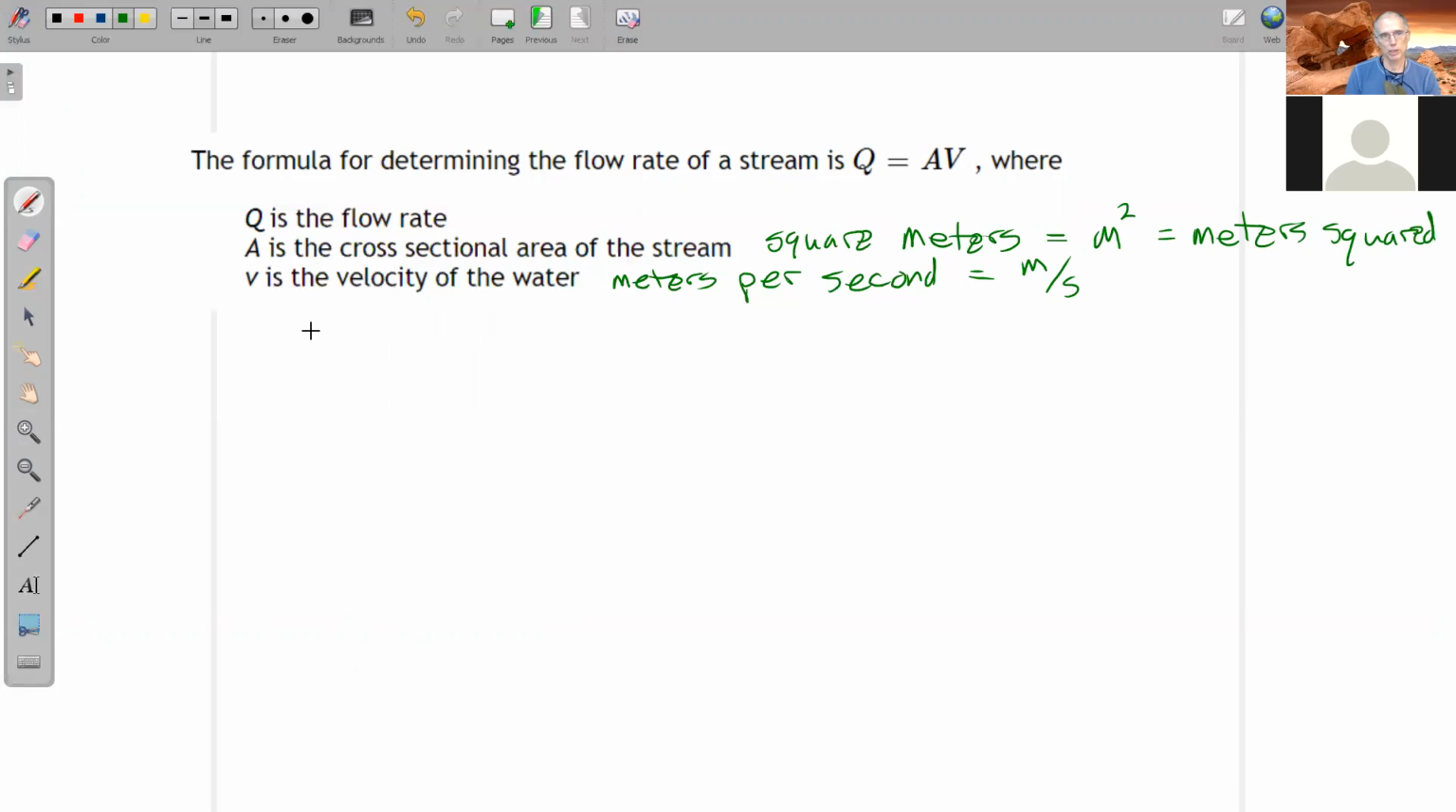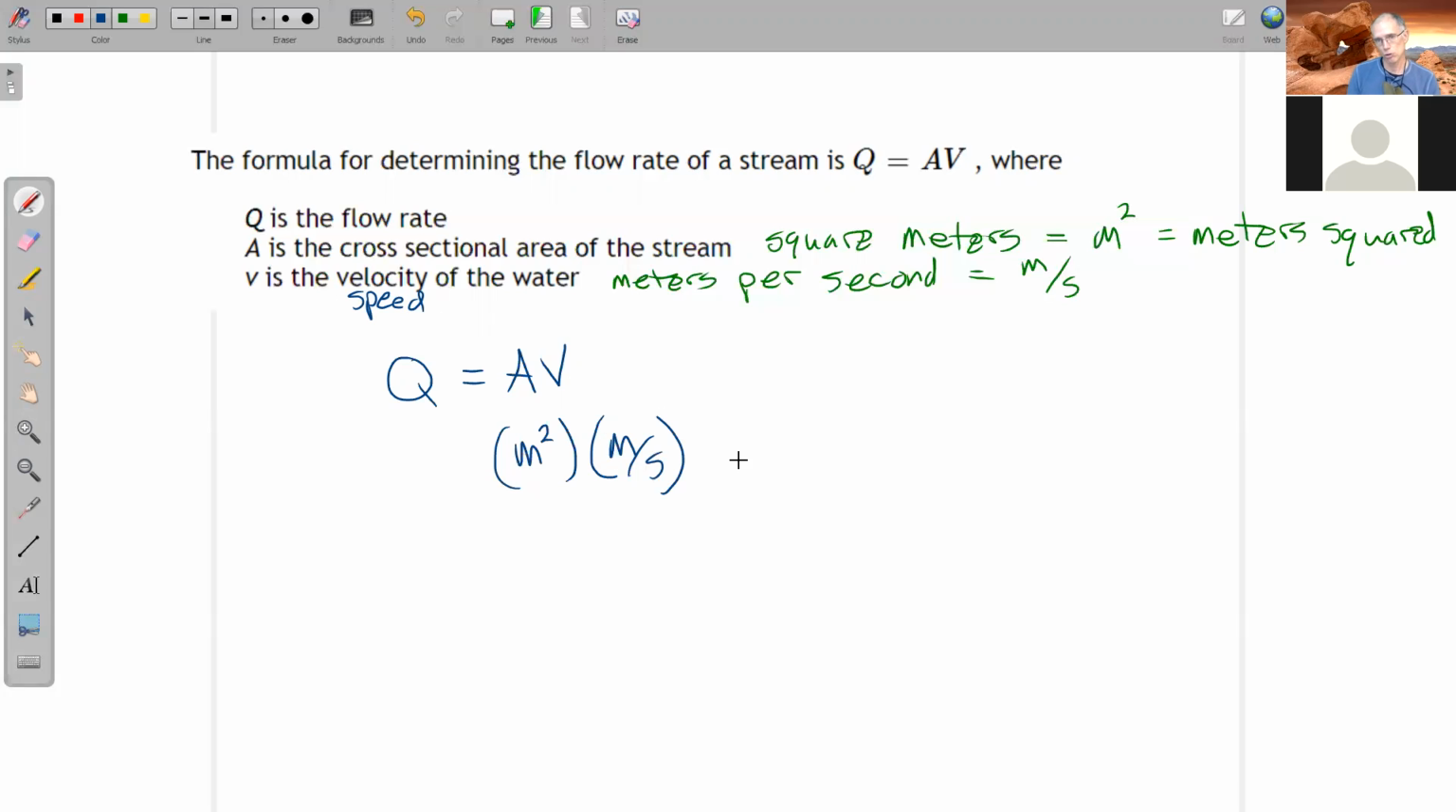And we've got our formula here that says the flow rate, Q, just not sigma, Q, there we go, is equal to the area that the water is going through times the speed of the water there. And we were told that the area has to be meters squared whenever we measure it. And the speed, the velocity, you can also call that speed, has to be meters per second.